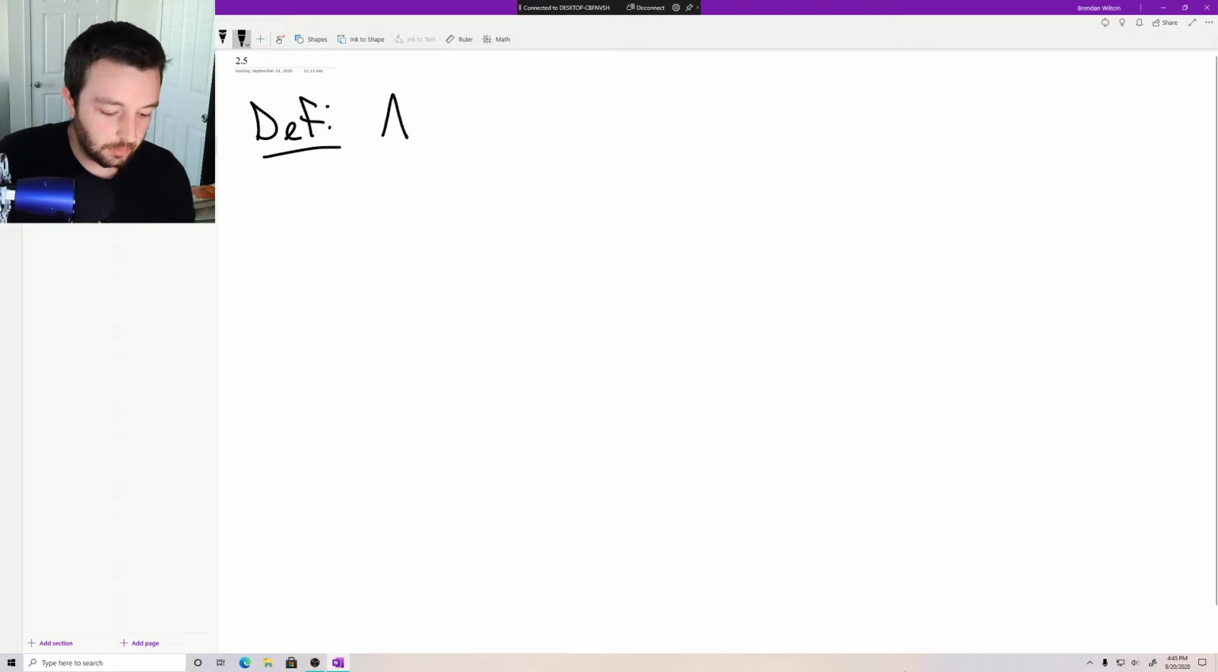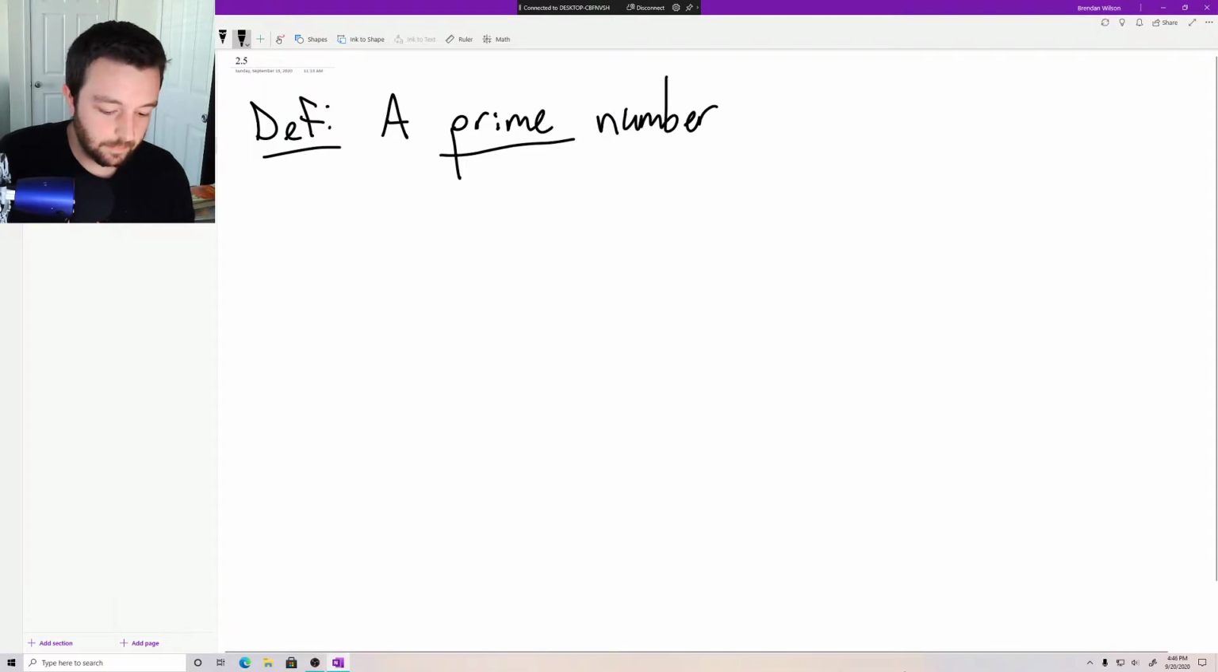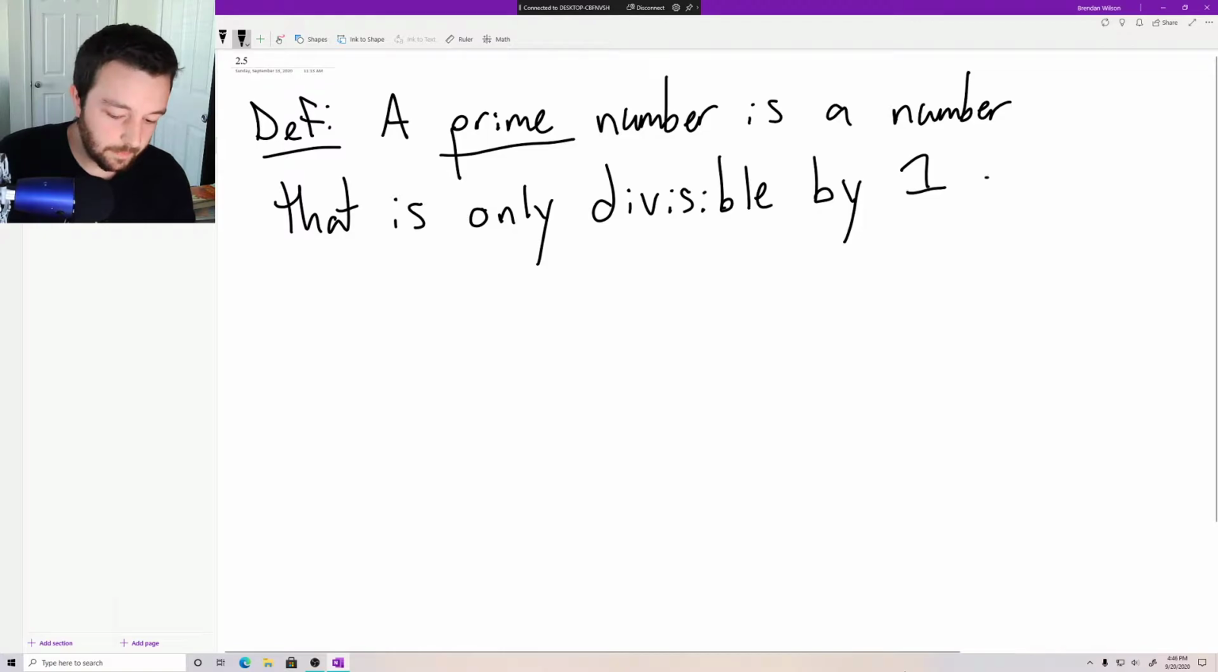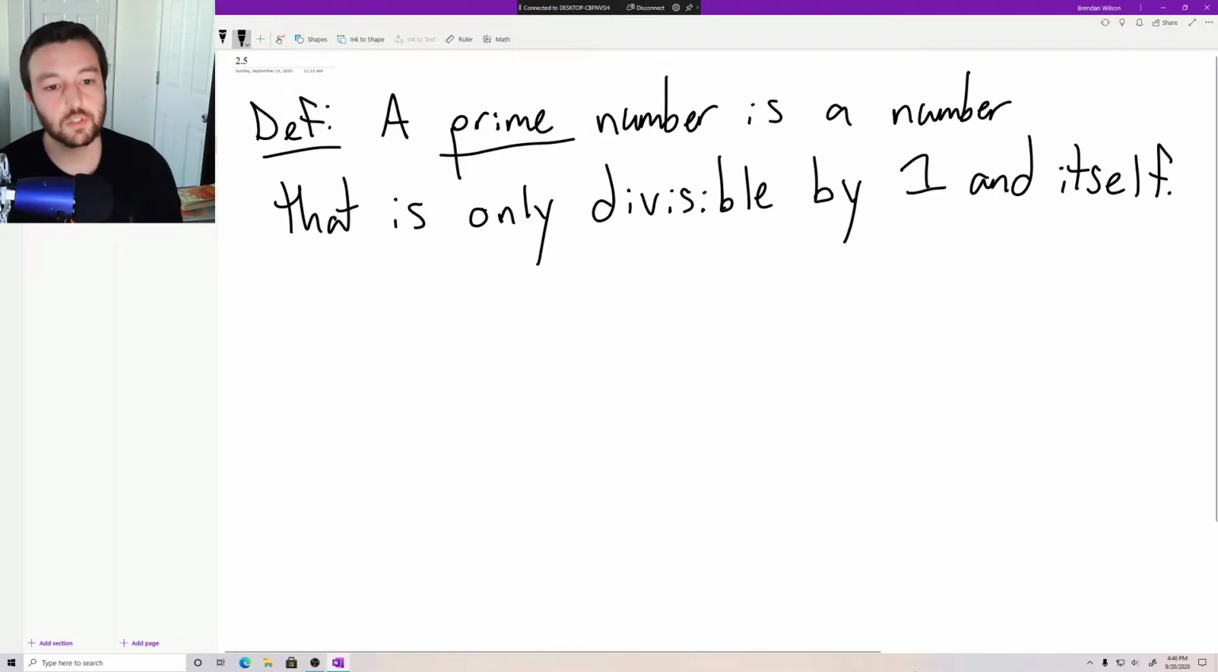So a definition: a prime number is a number that is only divisible by 1 and itself. Okay. A prime number is a number that is only divisible by 1 and itself.